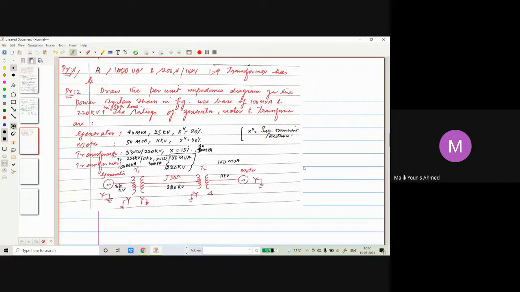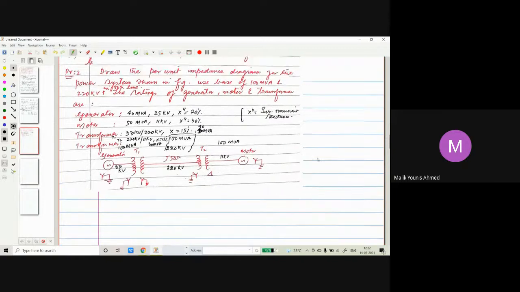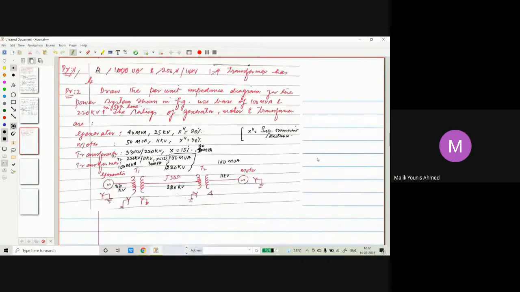Okay, another problem we have here, a very simple problem, so that you will get familiar with this type of problem and can solve any conventional problem. Now let me read this problem. Draw the per unit impedance diagram for the power system shown in figure. Use base values of 100 MVA and 220 kV in the 50 ohm transmission line. So we have to use the same base values.